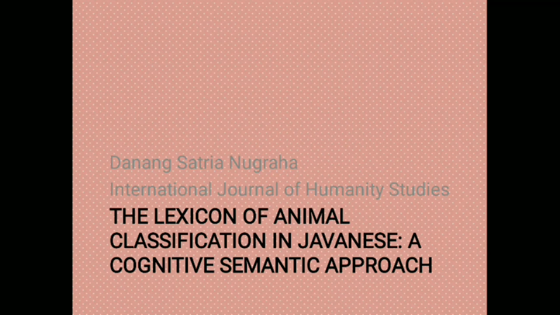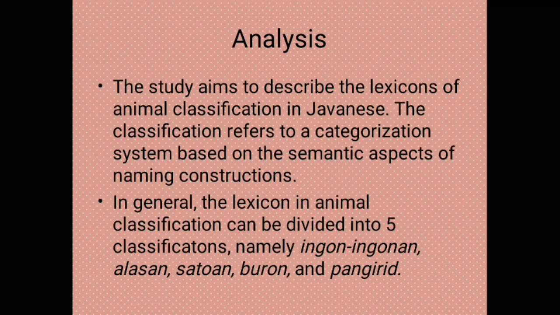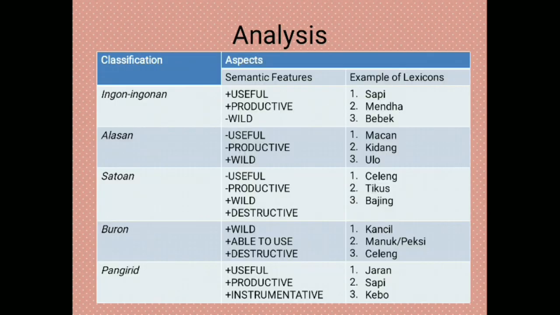In this discussion, I only take the analysis part of the study. The study aims to describe the lexicons of animal classification in Japanese, and the classification refers to a categorization system based on the semantic aspect of naming constructions. We also learned about classification in my previous slide. In general, the lexicon in animal classification can be divided into five classifications, namely ingon-ingonan, alasan, satuan, buron, and pangirit. To make it easier, I provide you the table here.